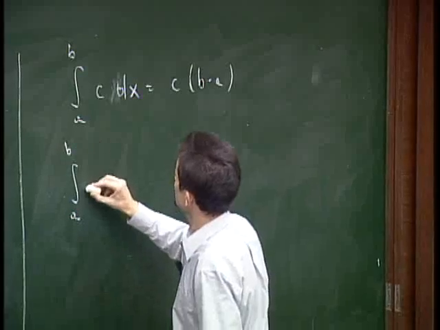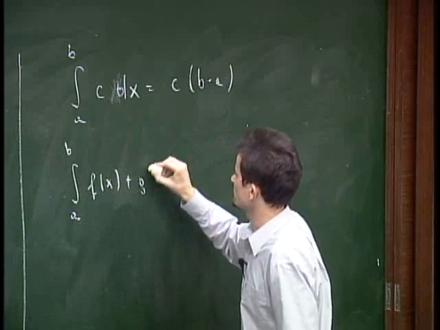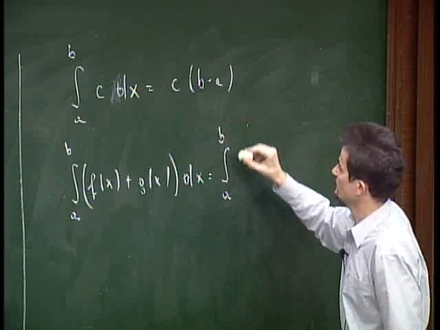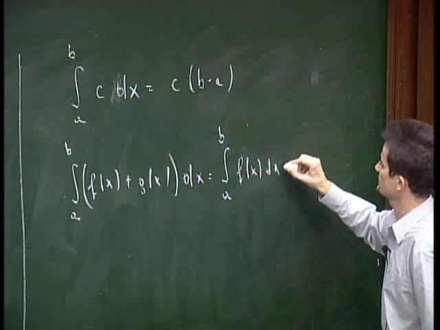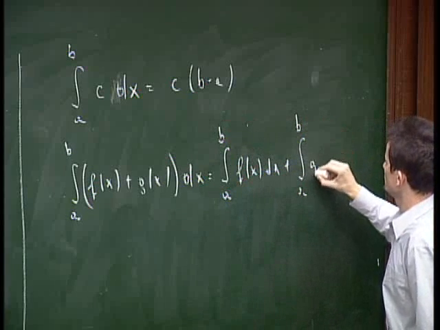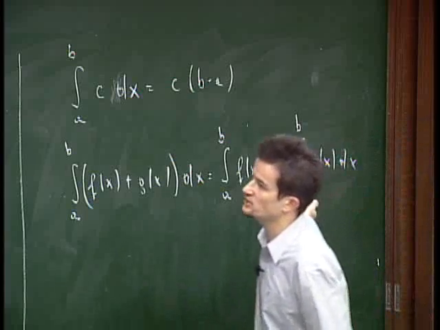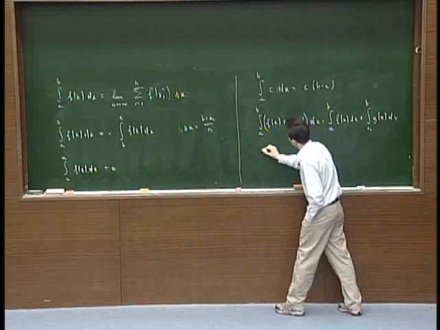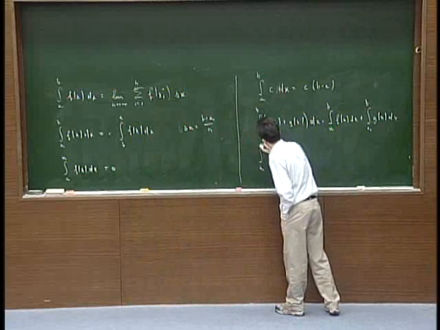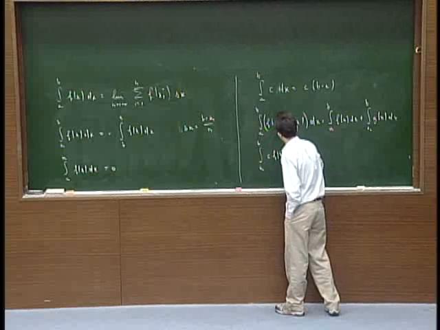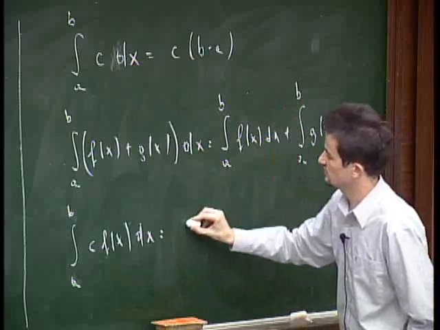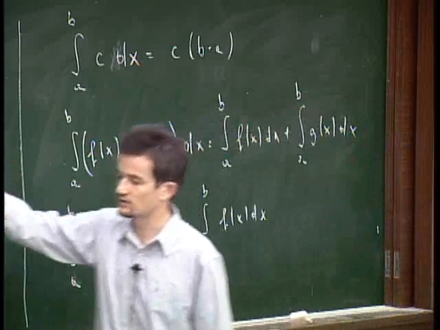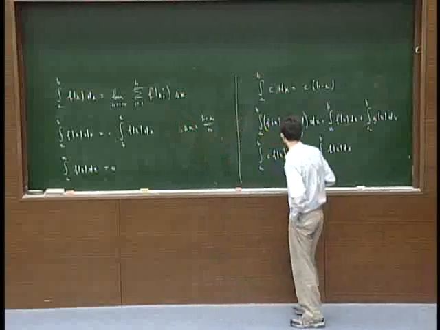Now the integral from a to b of f of x plus g of x dx is equal to the integral from a to b f of x dx plus the integral from a to b g of x dx. So this is essentially the rule that the limit of a sum is the sum of the limits. And the integral from a to b of c times f of x dx is equal to c times the integral from a to b f of x dx. It's essentially the rule that the limit of a constant times the function is the constant times the limit.